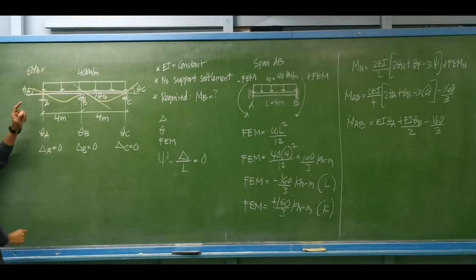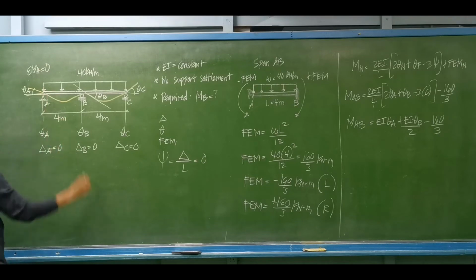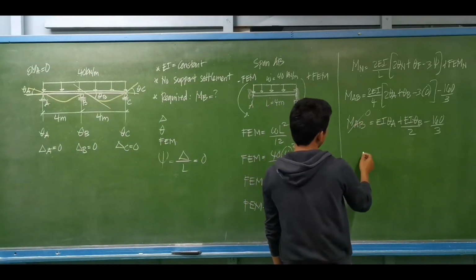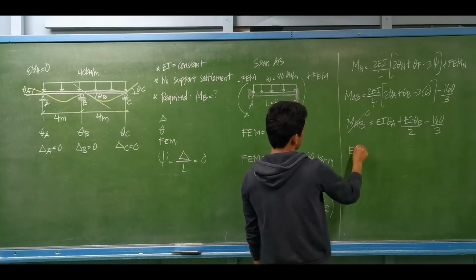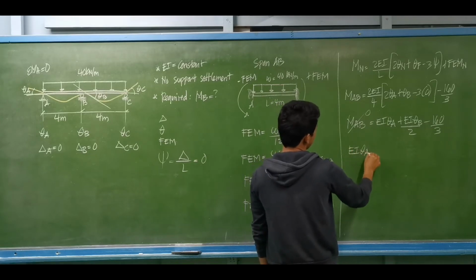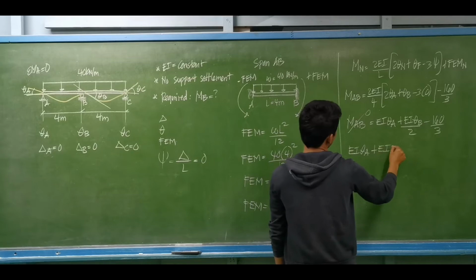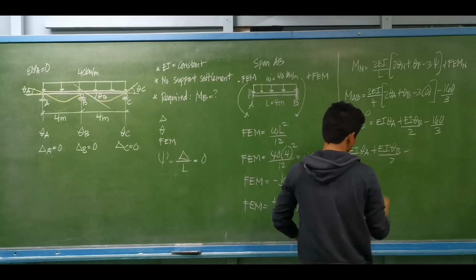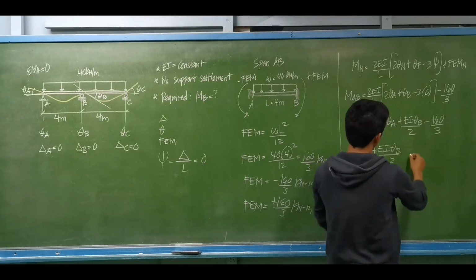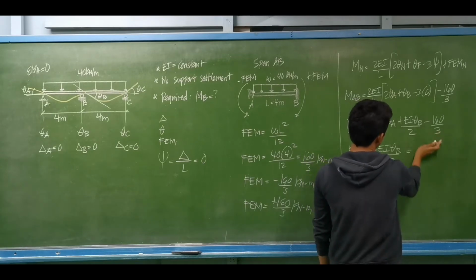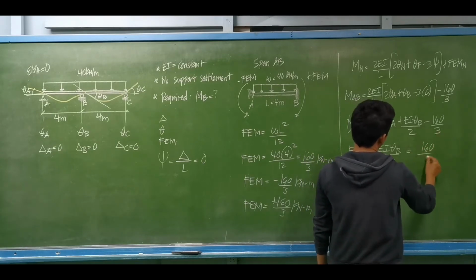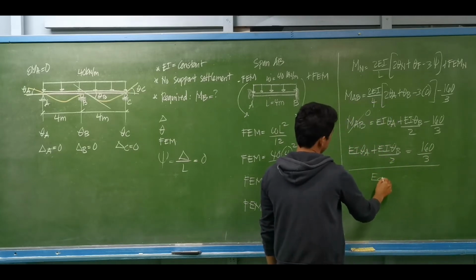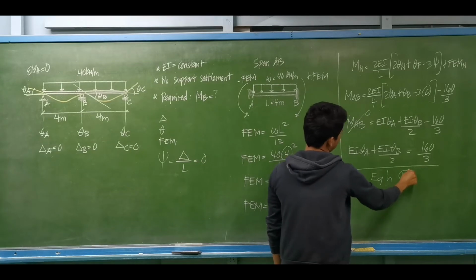This is a hinge support that is equal to 0. So let this be equal to 0, which means we'll be having our first equation. This is EI, the rotation at A, plus EI, the rotation at B, divided by 2, minus, or I'll be transposing this value, equal to positive 160 over 3. So this will be our equation number 1.